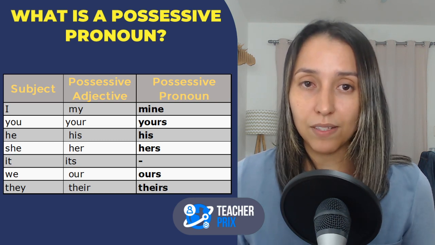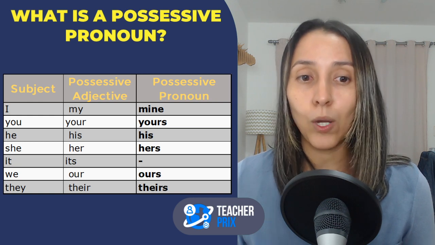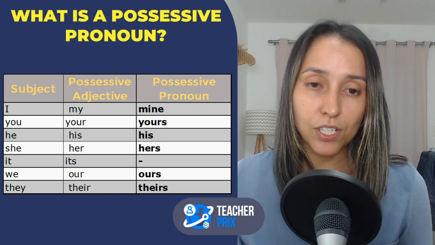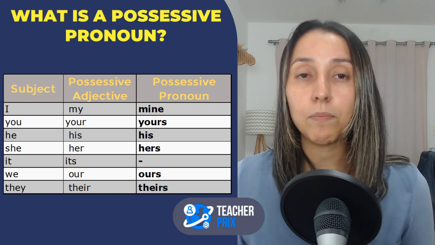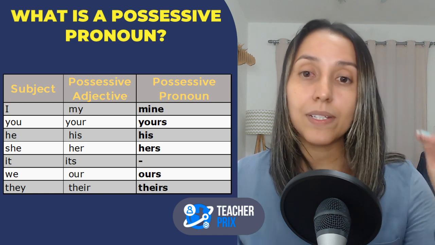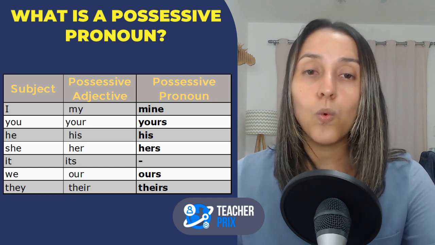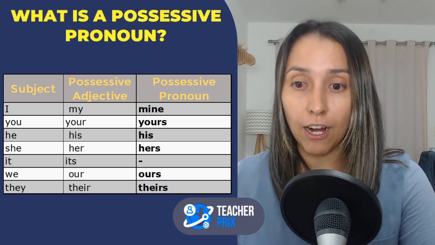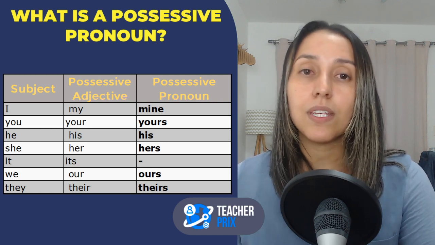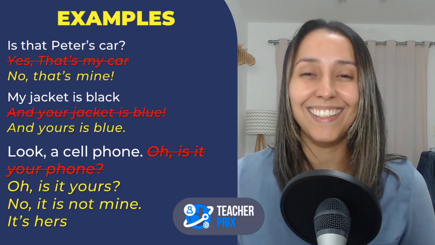We, in the possessive adjective form, is our, and in the possessive pronoun, ours. They, in the possessive adjective form, is their, and the possessive pronoun is theirs. First, I'm just showing you so that you can see what these pronouns are, but it gets easier to understand when you see examples, which is what I'm going to do right now.